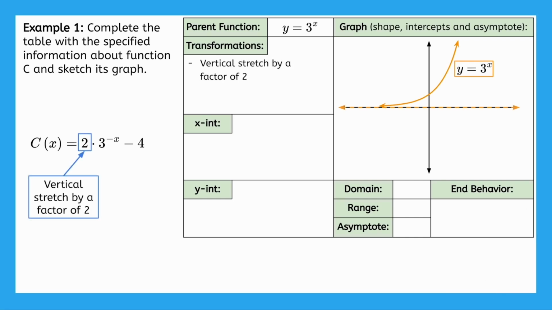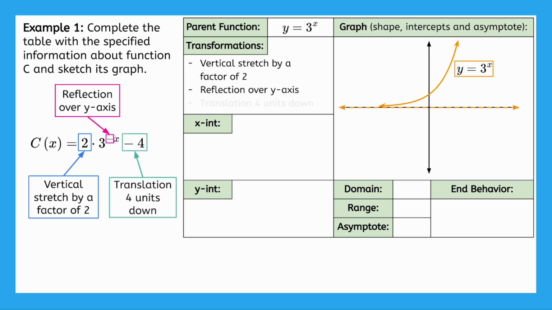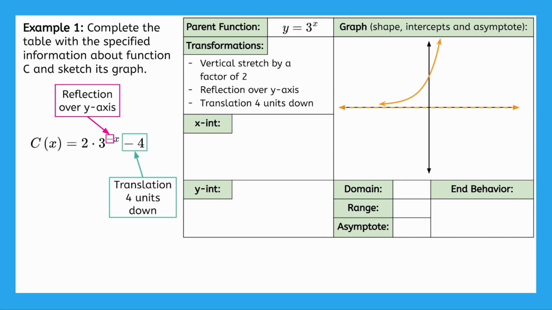Function c has a vertical stretch by a factor of 2, a reflection over the y-axis, and a translation 4 units down. The vertical stretch will pull up the graph and make it twice as tall by multiplying the outputs by 2. However, since we're just sketching, we don't need to worry about being exact with this transformation.